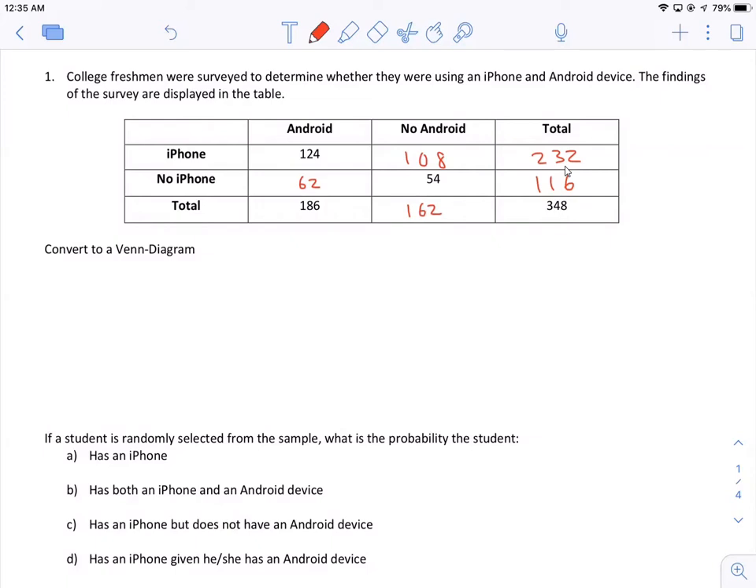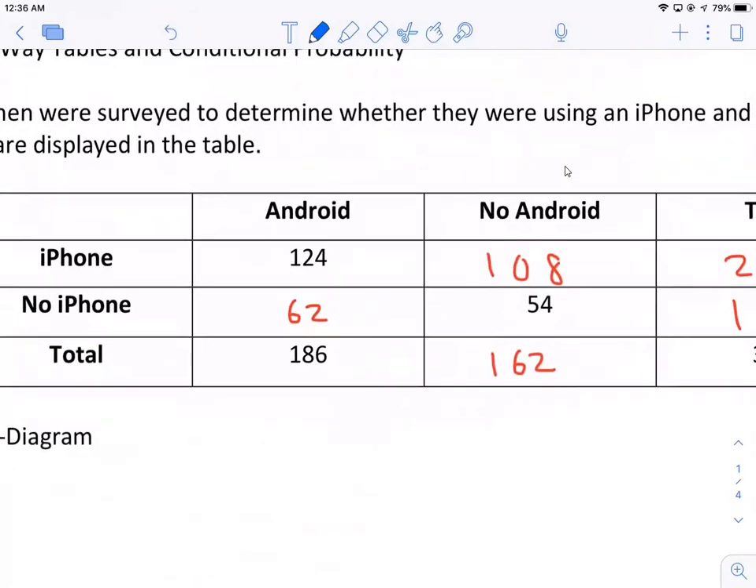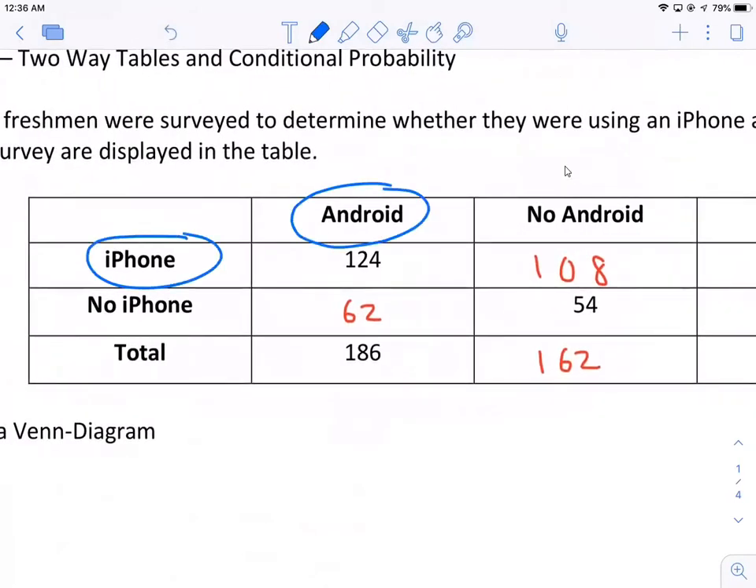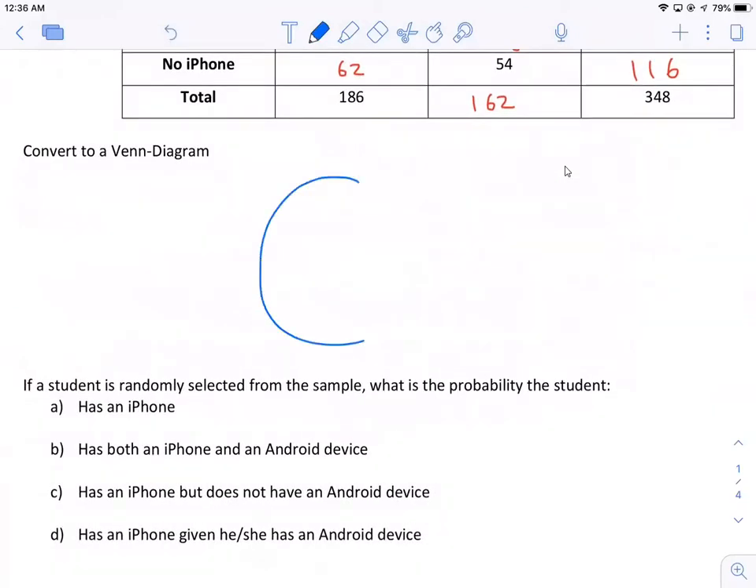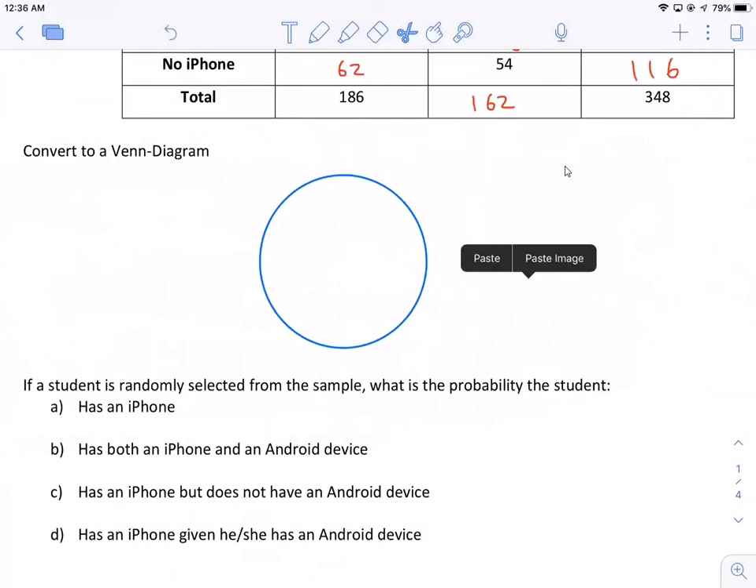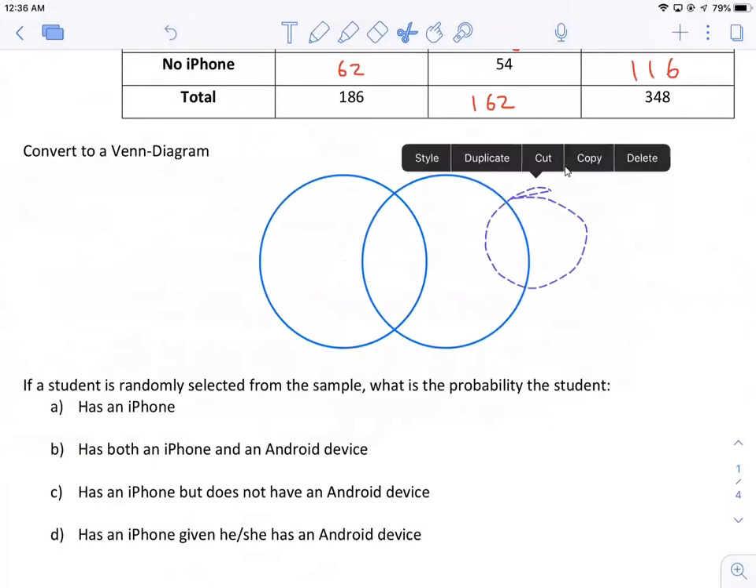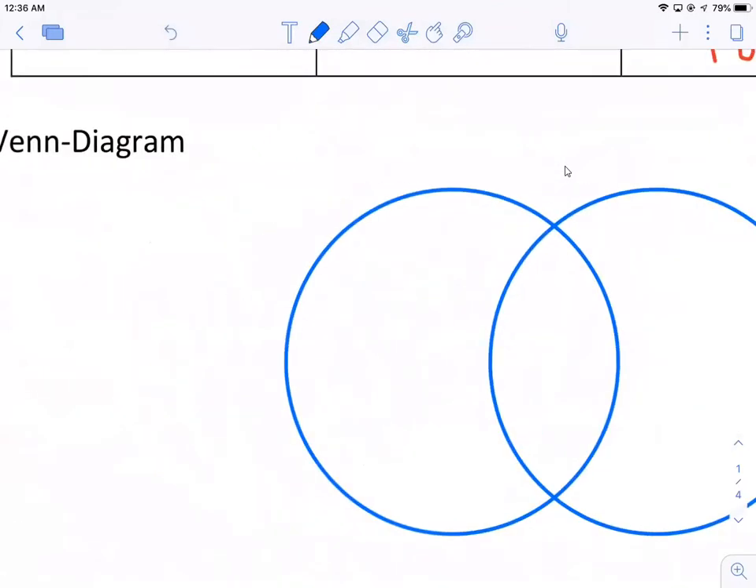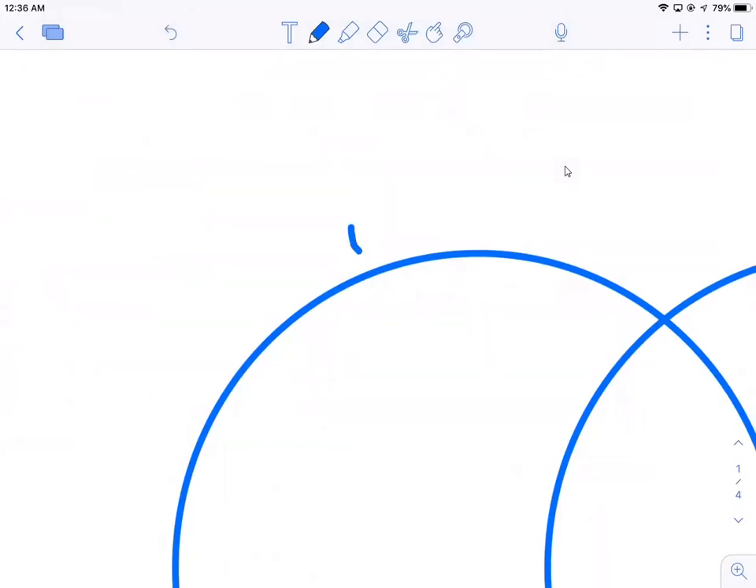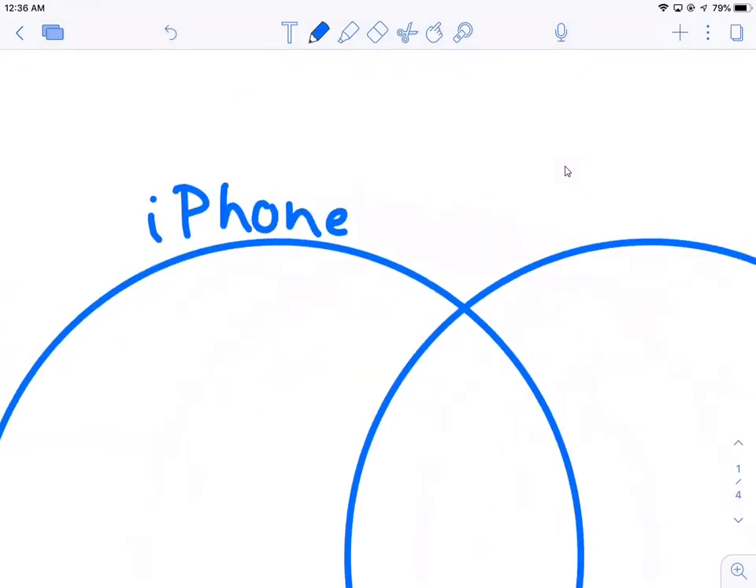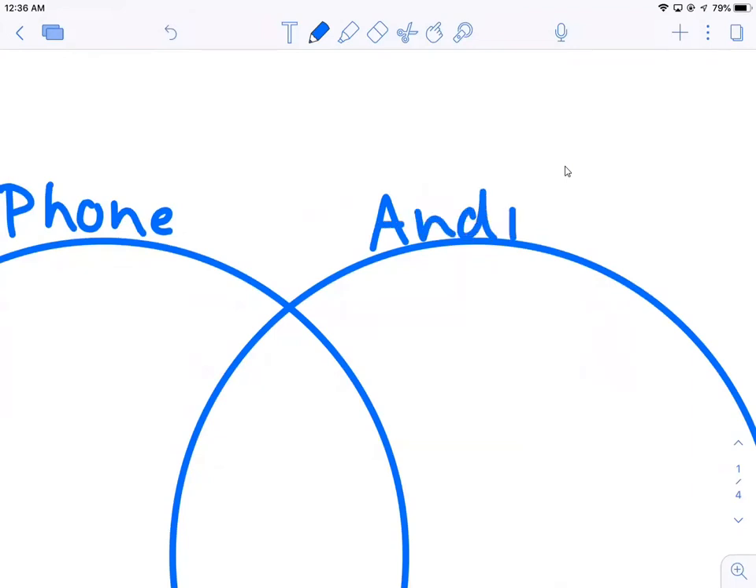But let's change this to a Venn diagram. If you haven't already, really try to make it into a Venn diagram. Pause the video. It's a good exercise. It's a good thing to practice. But here we go. I notice I have two main groups, Android and iPhone. So I'm going to make my Venn diagram have those two circles. It's so much nicer this year when you can draw perfect circles. So one of these circles I'm going to call iPhone. Here is my iPhone circle. Here is my Android circle.